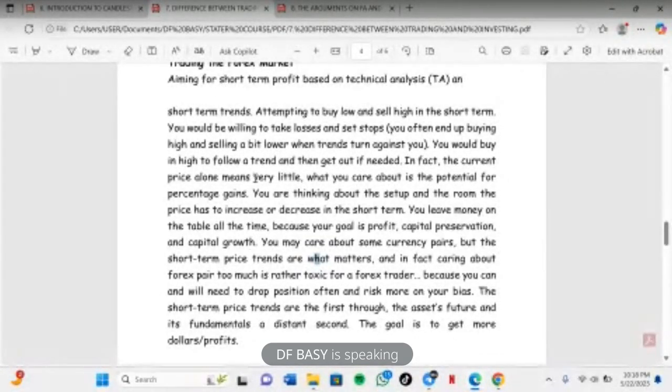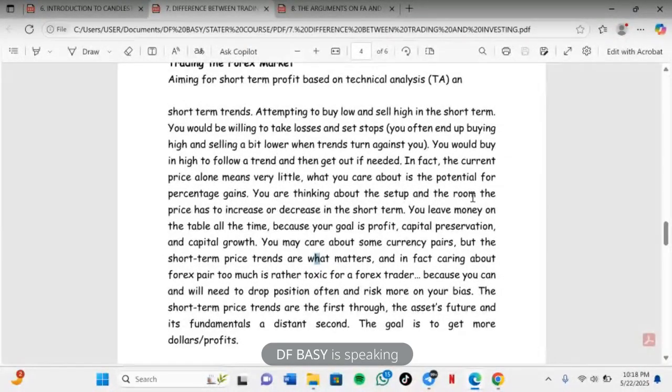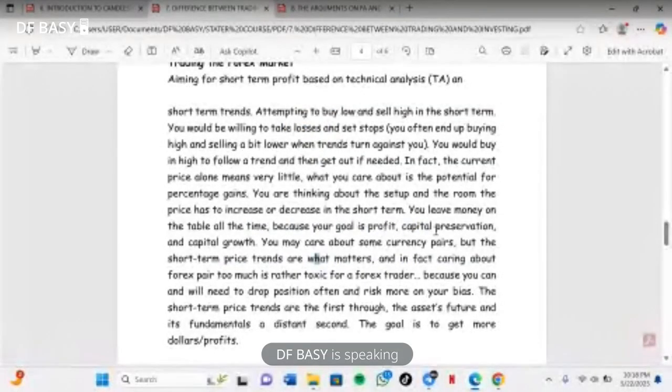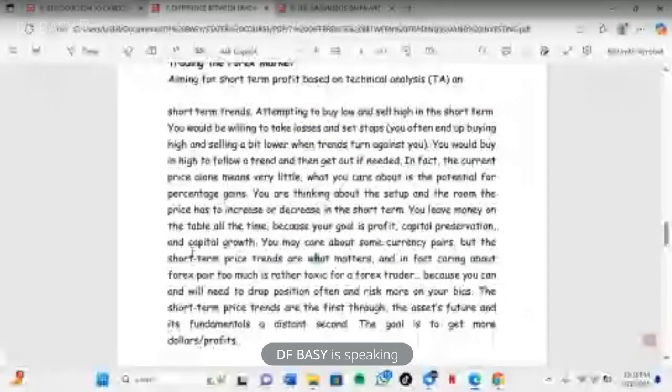In fact, the current price alone means very little. What you care about is the potential for your percentage gain. You are thinking about the setup and the room the price has to increase and decrease in a short term. You leave money on the table all the time because your goal is profit, capital preservation, and capital growth.